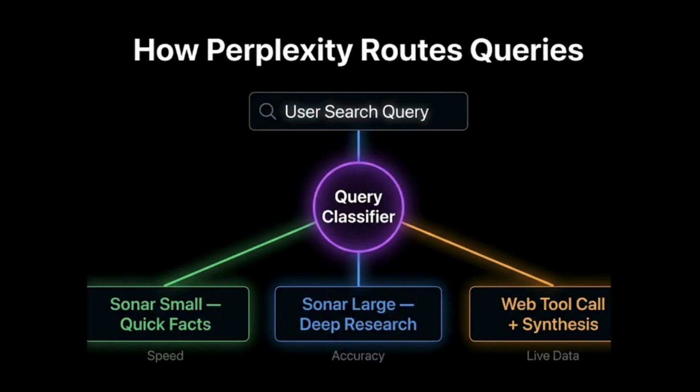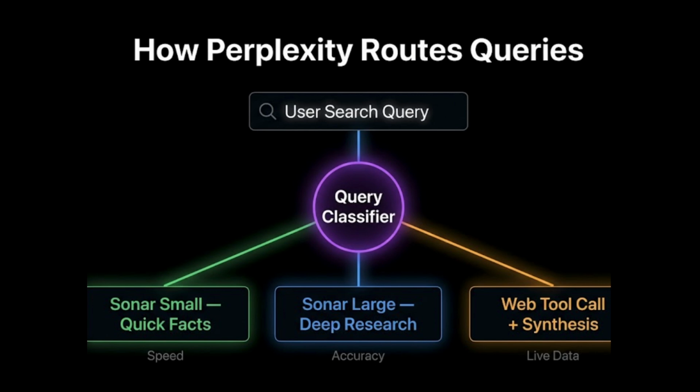Perplexity is another fascinating case. They've built their own model lineup, that is the Sonar models, specifically optimized for search and routing. When you type a query into Perplexity, it's not just going to one model. So there's a classifier figuring this out. Like, is this a quick factual lookup, or is this a heavy research question that needs sources and synthesis? Does this need a live web call? Simple queries hit their fast Sonar small model, and complex research queries go to the Sonar large.